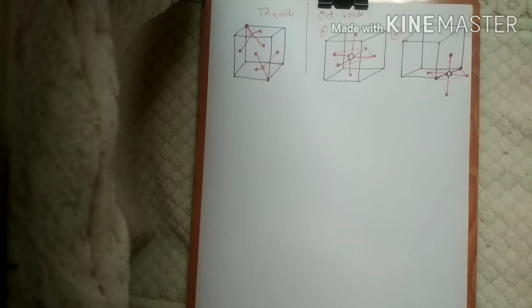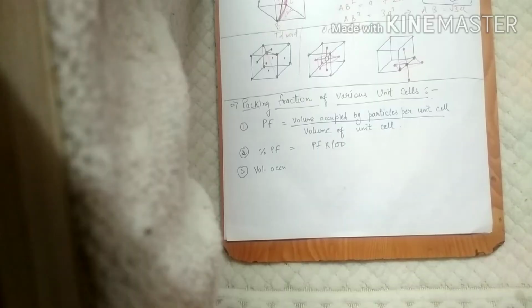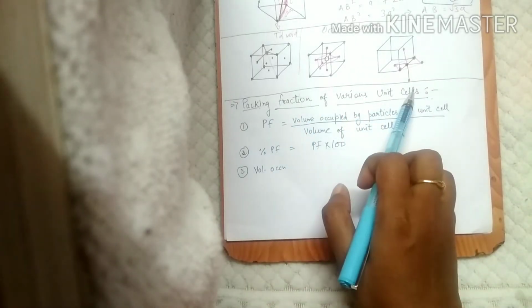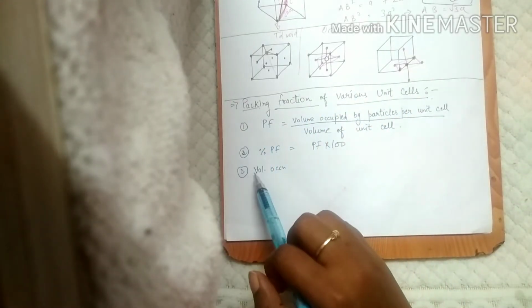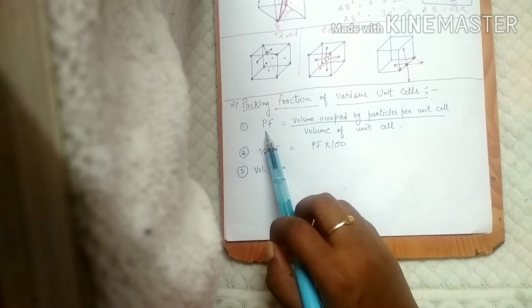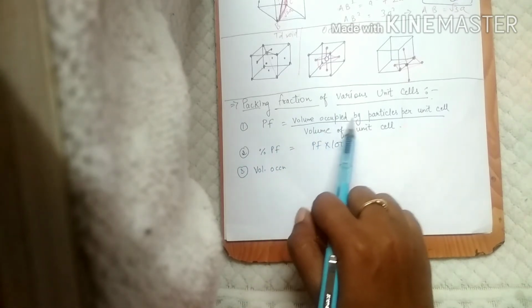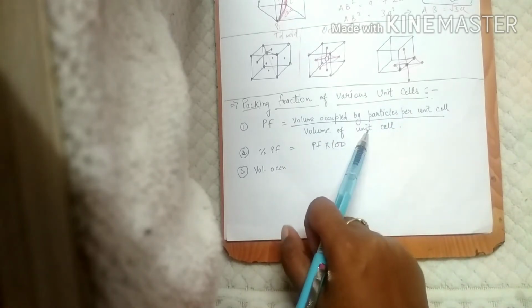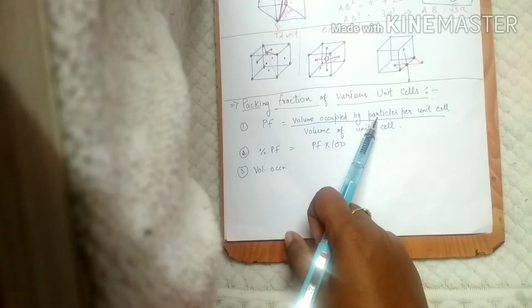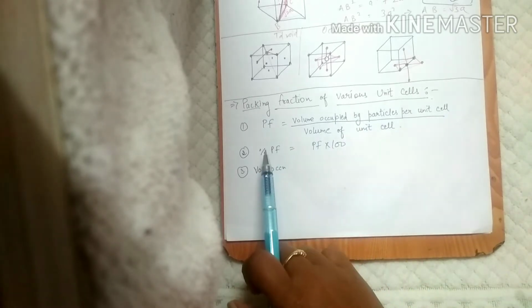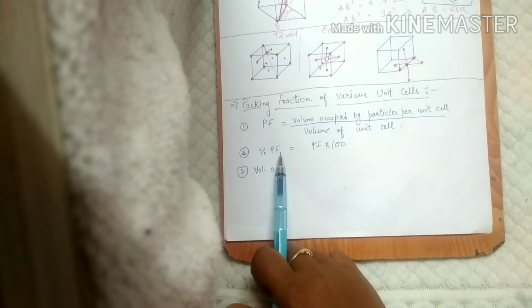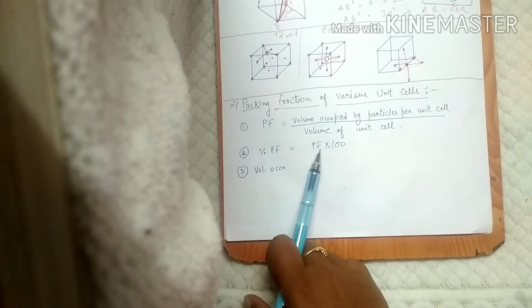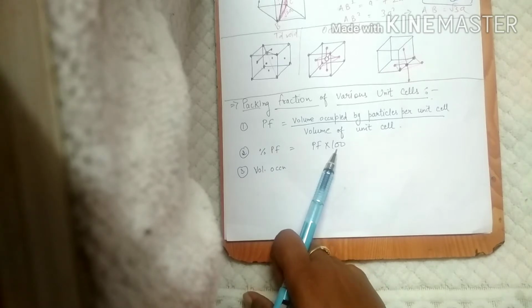So I hope formation of voids is clear now. Now we'll move on to the next topic. Next topic is packing fraction of various unit cells. For that you have to remember some of the formulas. First is that packing fraction is equal to volume occupied by particles per unit cell divided by volume of unit cell. Here your particles could be your atoms, your molecules, or it could be the ions. If you want to take out packing fraction in percentage, then you just have to multiply packing fraction by 100.